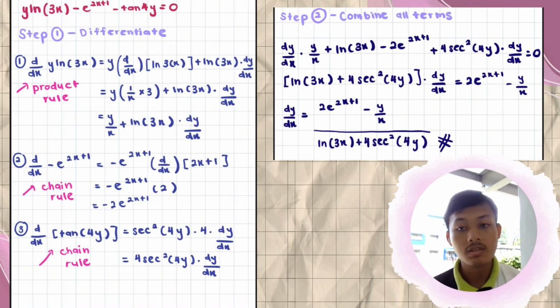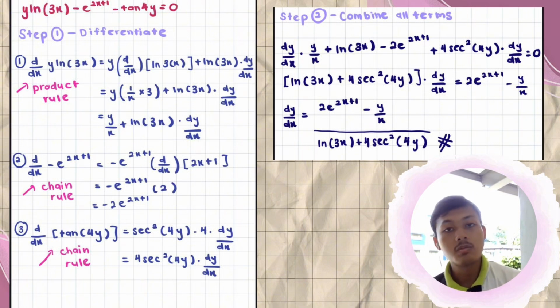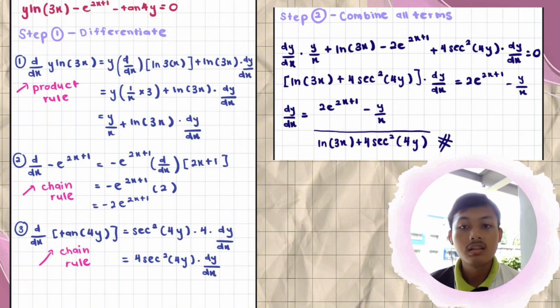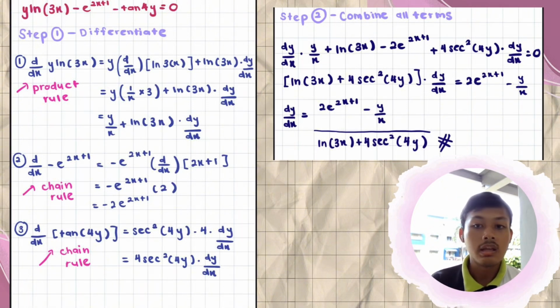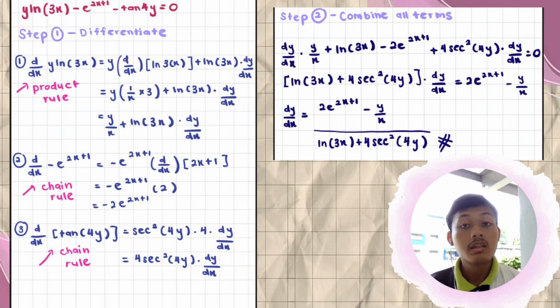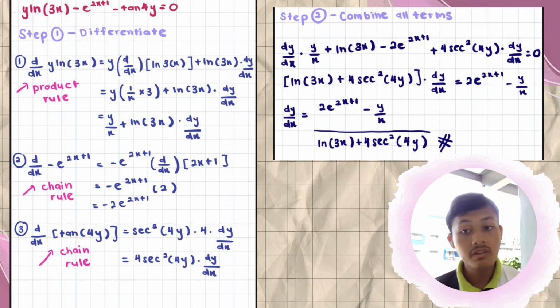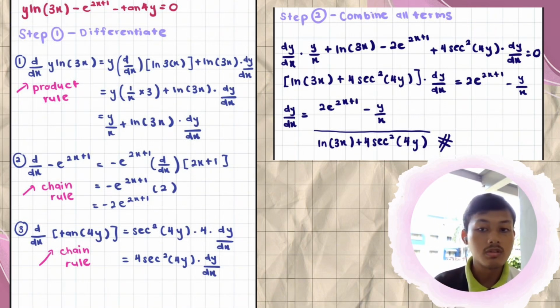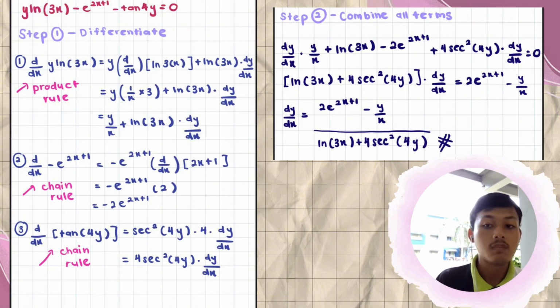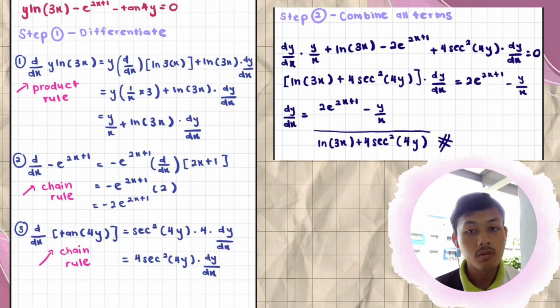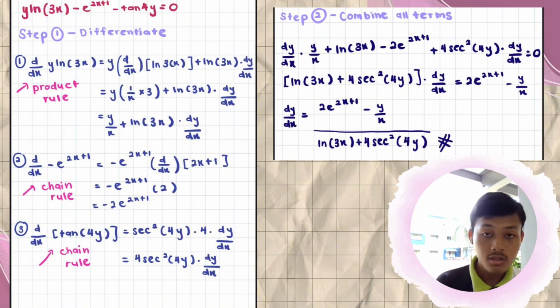Now we have to differentiate the second term, which is negative e to the power of 2x plus 1. We move the 2x plus 1 to the front and differentiate it. So we get negative e to the power of 2x plus 1 times the derivative of 2x plus 1, and we have the answer negative 2e to the power of 2x plus 1. Now for the third term, we differentiate negative tan 4y. When we differentiate tan, we produce secant squared. So we produce the answer negative secant squared 4y times 4 dy/dx. We use the chain rule for both the second and third terms.